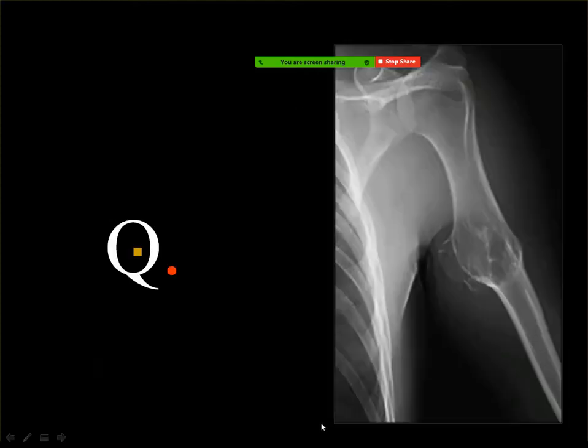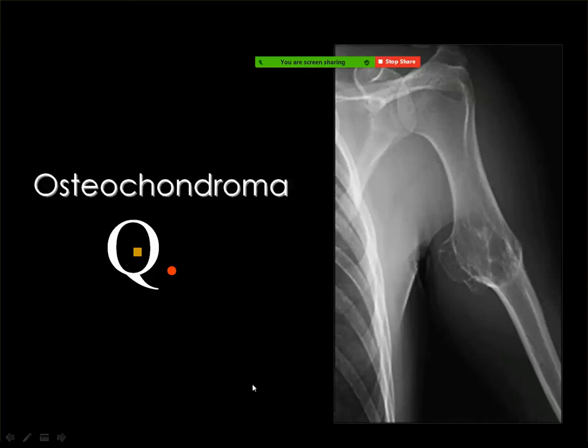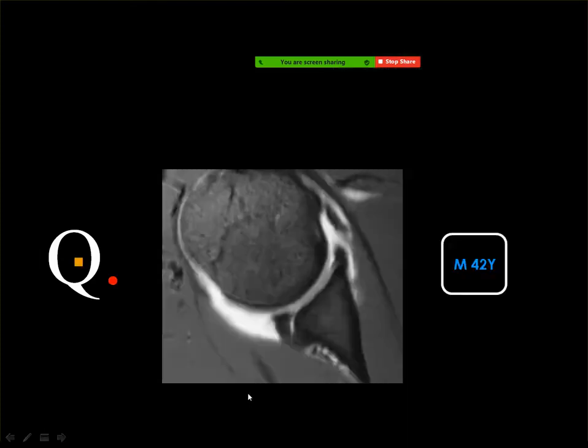And this is the spot diagnosis of osteochondroma. Yes, an osteochondroma or a cartilage capped exostosis, which is of two types, the sessile type and the pedunculated type, and this is the sessile type of the case.